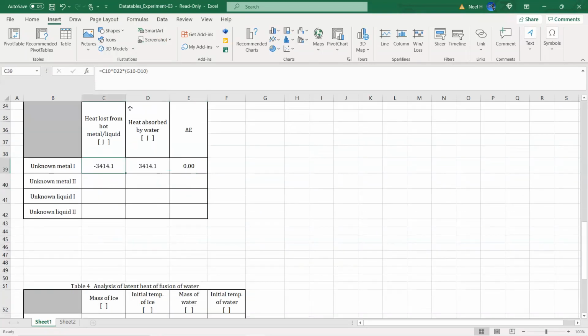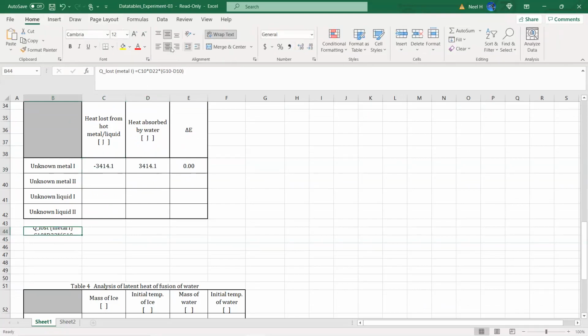All right, guys, question. And you need to add the functions like we did earlier. All three functions here: Q lost for the metal, then Q absorbed for the water, and the change of energy, delta E. All right, guys, question?